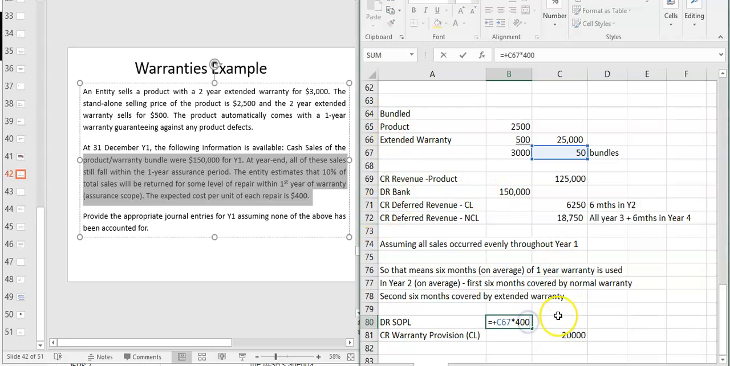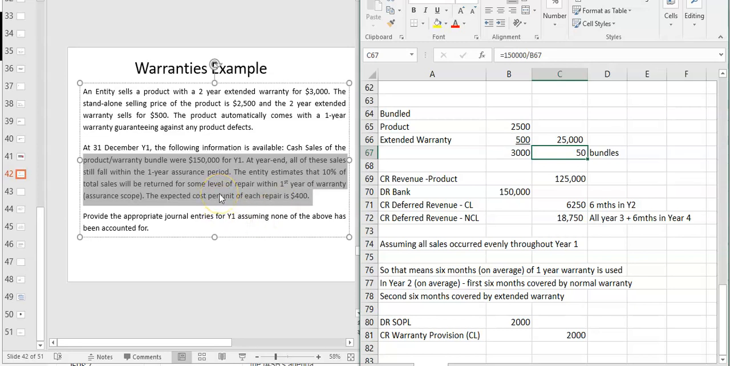So be careful, I should take 10% of that then, because of course you only expect 10%. So if there's 50 bundles sold, you expect 10% will be returned for repair. Not that they're returned to get a refund, they're only returned for repair under the warranty. So that means there's going to be 5 bundles, 10%, and 5 bundles at €400 each is 2,000. All right, so that's important that you read it carefully.